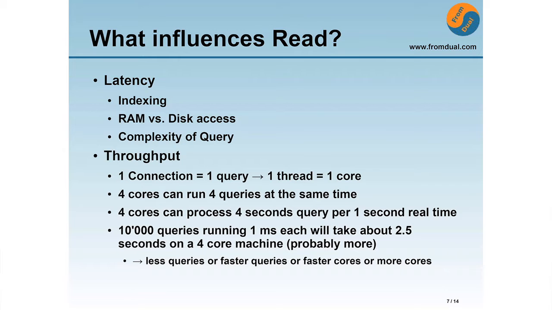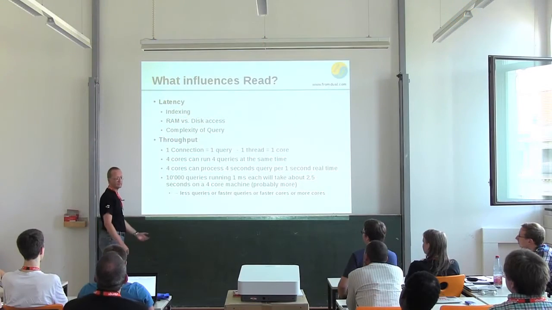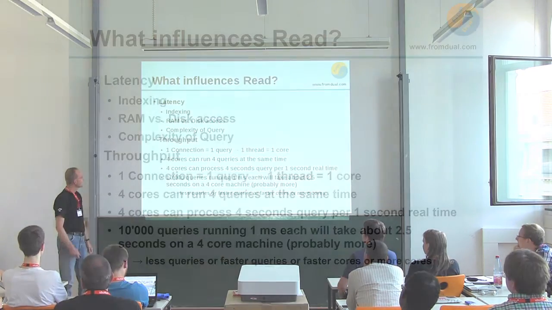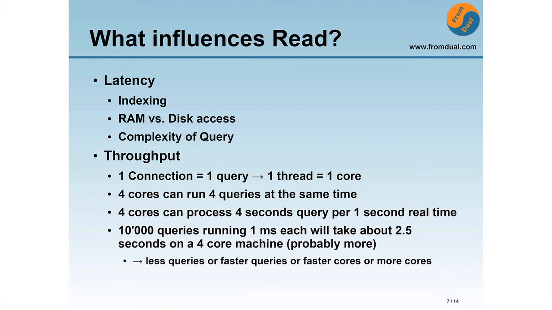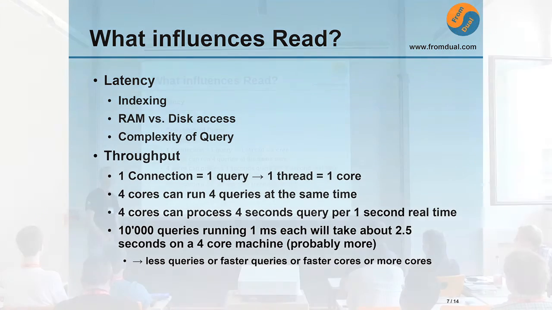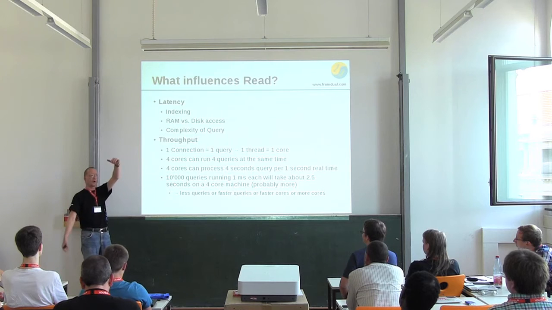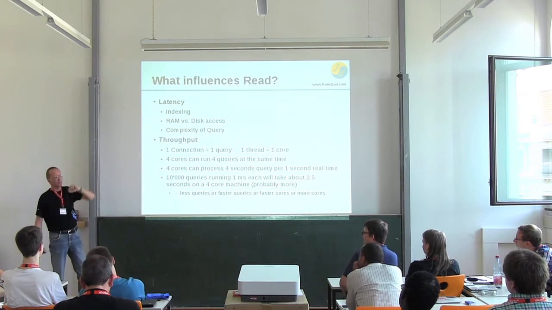So what influences read latency? Indexes. If your application has good indexes, and that's not something you can influence, that's the task of the application vendors, so kick them, make feature requests, et cetera. If a database is indexed well, then it should perform fast. Then RAM access versus disk access influences read performance as well. RAM is roughly 100,000 times faster than disk. So if you have your data in RAM, it will be faster. And complexity of query: complex queries perform worse than simple queries. The fastest query is a primary key access, and the slowest query is some huge joins with subqueries and unions and so on. So what are you doing?